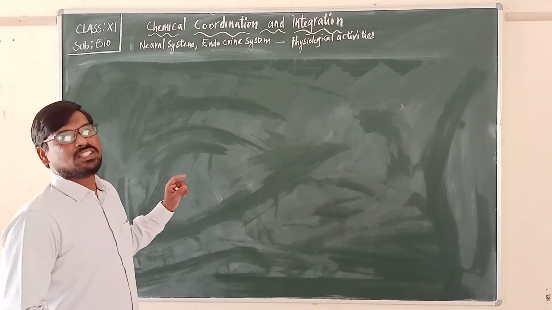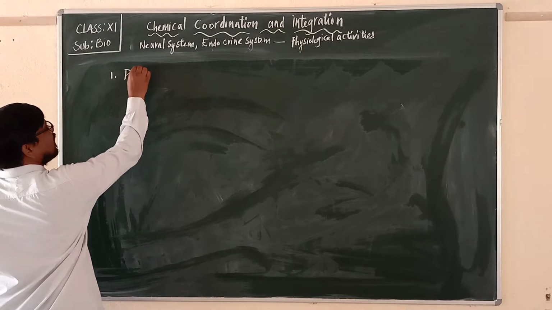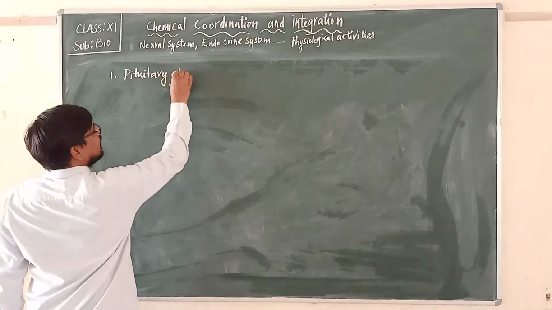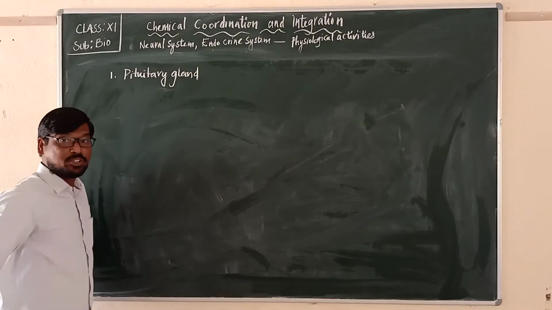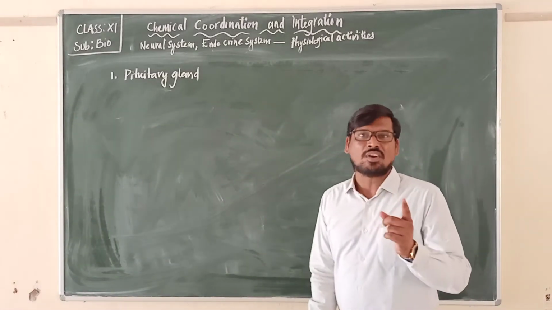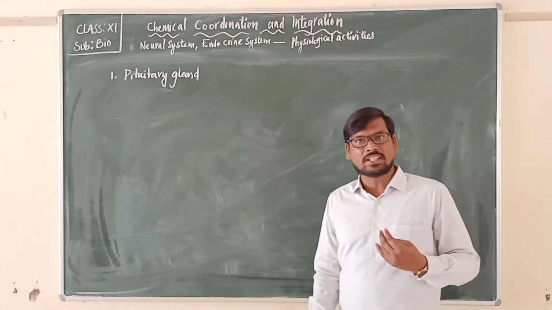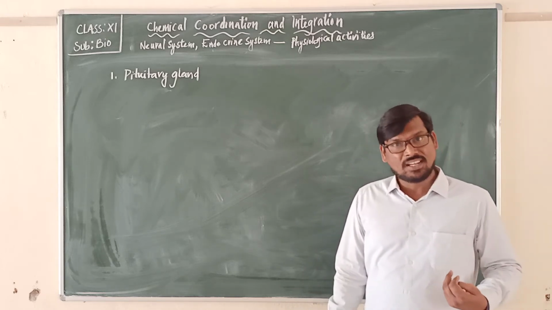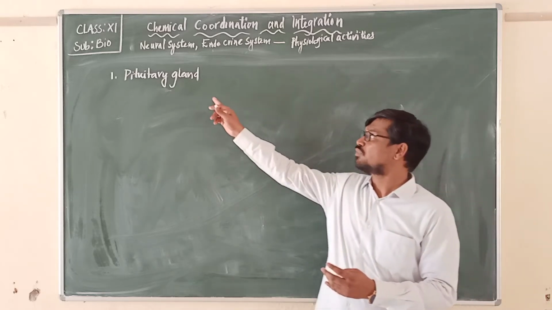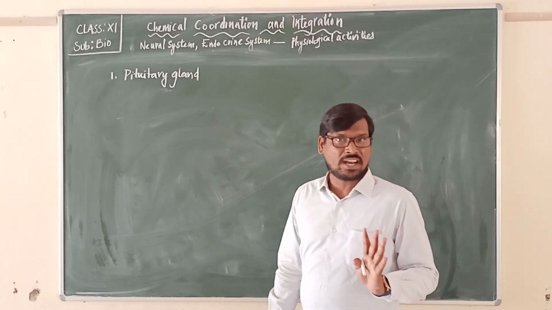So now we are going to discuss the pituitary gland, the first gland. Already we said that this is called the master gland. Pituitary gland is also called the master gland. So why is it called the master gland? Because all the other glands, either the thyroid gland, parathyroid gland, thymus gland, adrenal gland, the gonads, or the pancreas, are all under the control of what now? The pituitary gland. So that's why we call this the master gland.